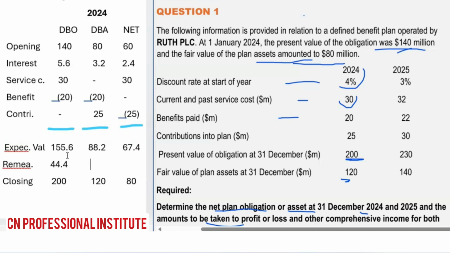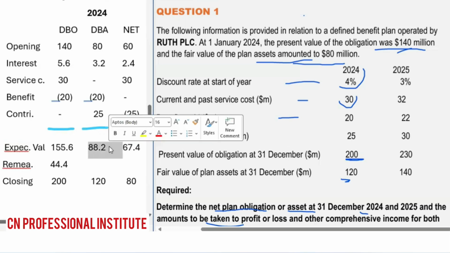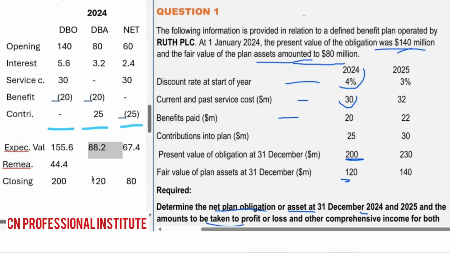Then when you come here, the asset, the expected value is what? 88.2. But the closing is what? 120. So asset has gone up. And when asset goes up, it's an income, it's a gain, right? So here we have a gain, the difference is what? 31.8. So when you add the 88.2 and 31.8, you get 120.